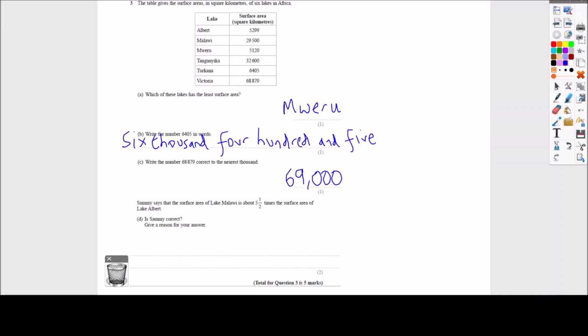Now for part D, Sammy says the surface area of Lake Malawi is about 5.5 times the surface area of Lake Albert. Well, let's see if that's true. So let's take 5.5 and multiply that by the surface area of Lake Albert, which is 5,299. So get your calculator and multiply those together, and we get 29,144.5. Now, I think that is pretty close to Lake Malawi of 29,500. So I'm going to say Sammy is correct.